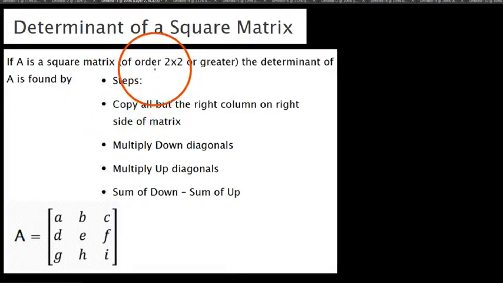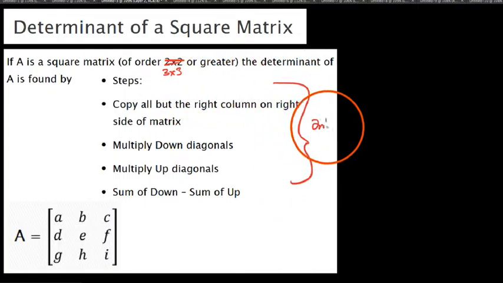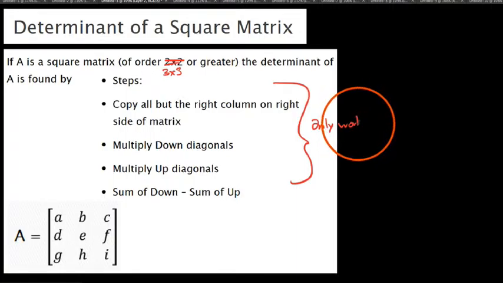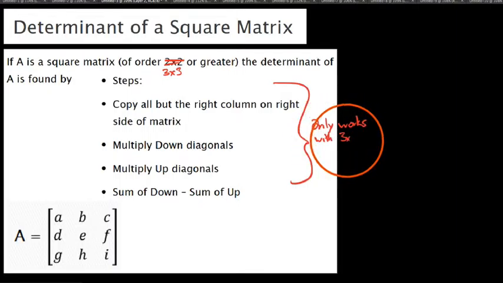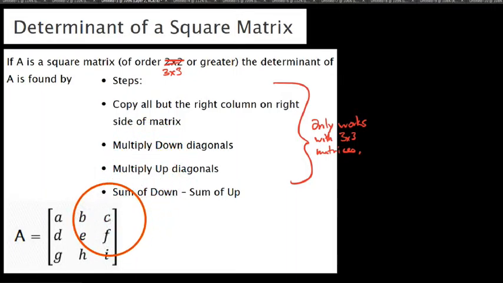Specifically here, if A is a square matrix of order 3 by 3, what I want to mention is this method only works with 3 by 3 matrices. It's a neat little method. It means that we don't have to expand by minors and cofactors, which is easy to do but a lot of work. Basically, it's a method that will allow you to find the determinant of a 3 by 3 pretty quickly.